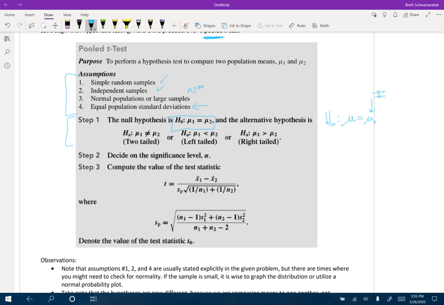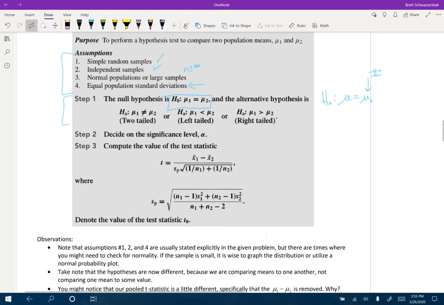The alternatives are going to be similar. They're going to be not equal to, less than, or greater than, but instead of any number, you're just going to write the mean is not equal to the other mean, or the mean is less than the other mean, and so forth. So it's going to be a little bit different, which we'll cover in the example, but that's going to be the idea.